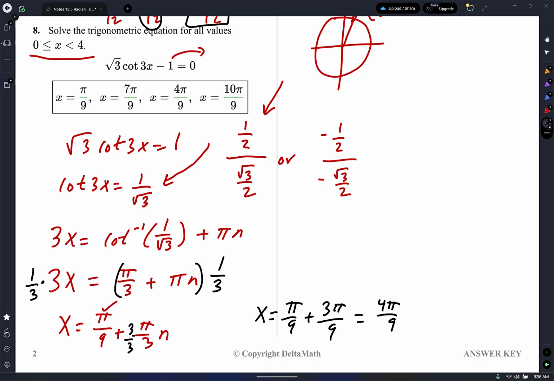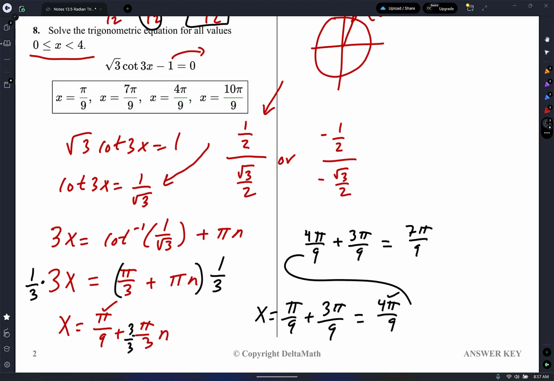And then I think, is this smaller than 4? Well, yeah, 4/9 of pi is still smaller than pi, and pi is about 3.14. So 4/9 of pi is a smaller number than 4. So that's an answer. And then I take the 4 pi over 9, and I'm going to see if I have another answer. 4 pi over 9, and I keep adding the period, which is pi over 3, plus 3 pi over 9.